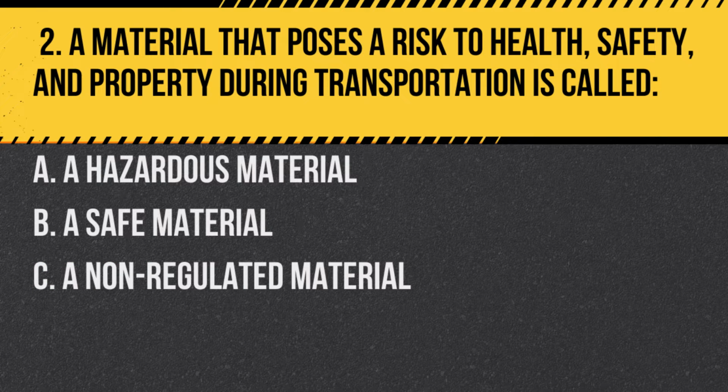Question 2. A material that poses a risk to health, safety, and property during transportation is called A. A hazardous material. B. A safe material. C. A non-regulated material. Answer: A. A hazardous material. These materials require special handling during transportation.